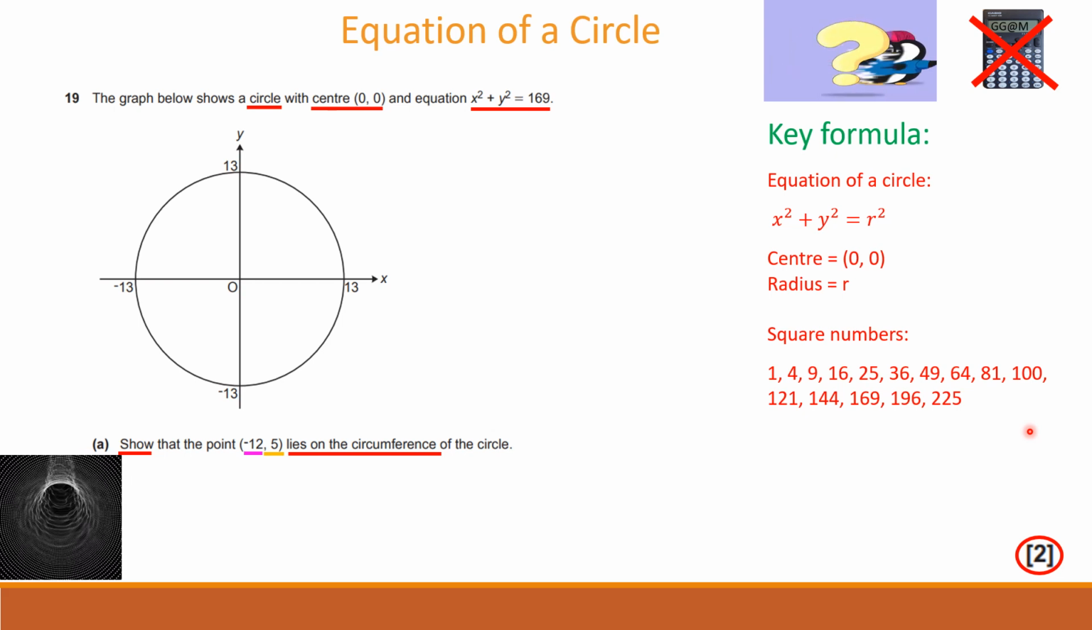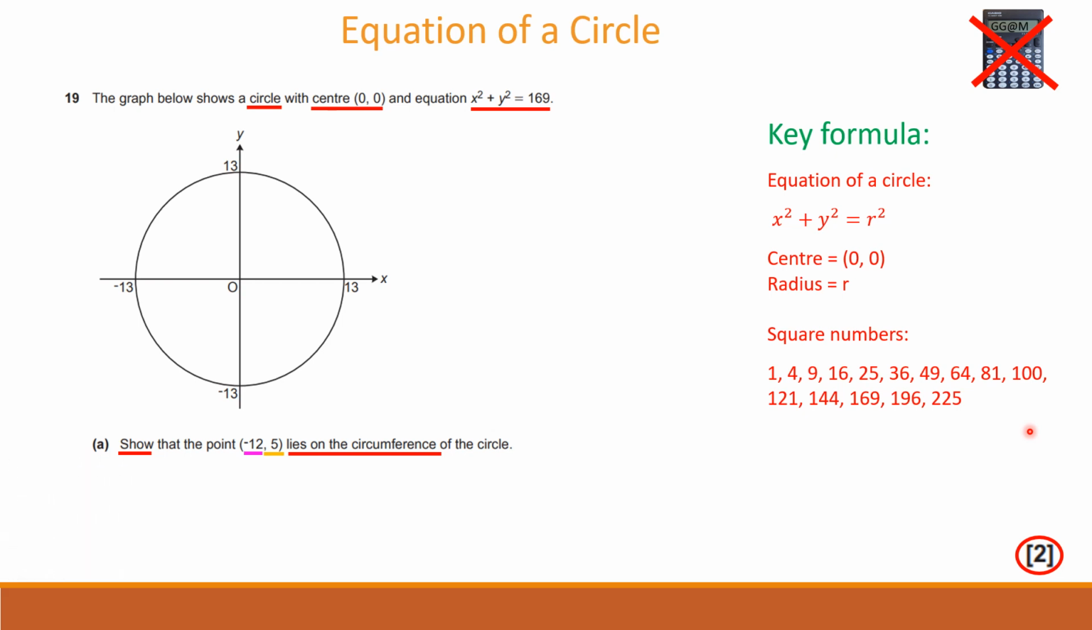Well done guys, hopefully you've managed to get yourself an answer, and what we need to do first is look at this equation of the circle, x squared plus y squared is equal to 169, and see what it means. So the 169 is r squared, so the square root of 169 gives me the radius of the circle. Looking at my square numbers here, we were at 10, 11, 12, 13, so the square root of 169 is 13.